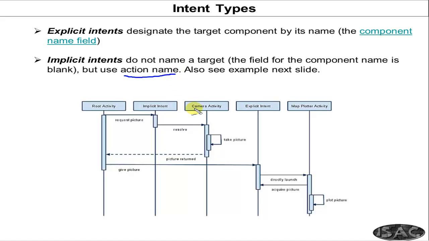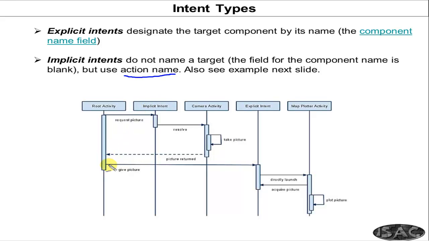Now here is one example, a combination of both explicit and implicit intent. In this example, we will start with some explicit intent, some implicit intent, and all that. So there is a root activity. It first makes a request for a picture using an implicit intent, and then Android figures out which activity to launch for this request for camera. It figures out, oh, there is an activity called camera, so let us launch that. It launches the camera activity, which takes the picture and returns it back. So this was implicit intent.